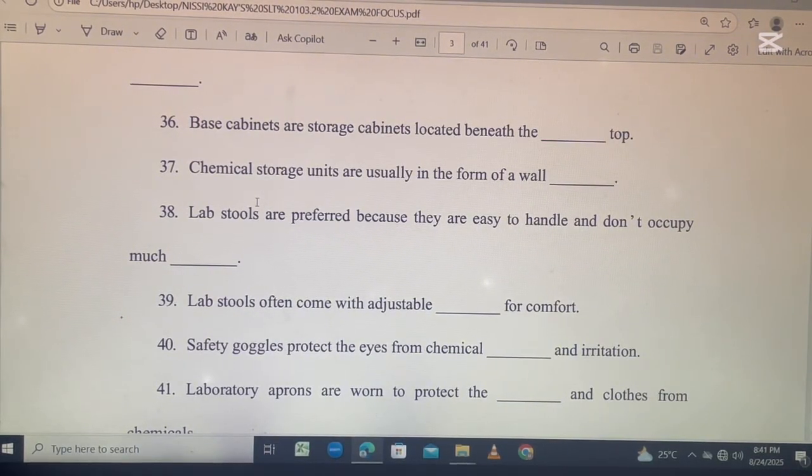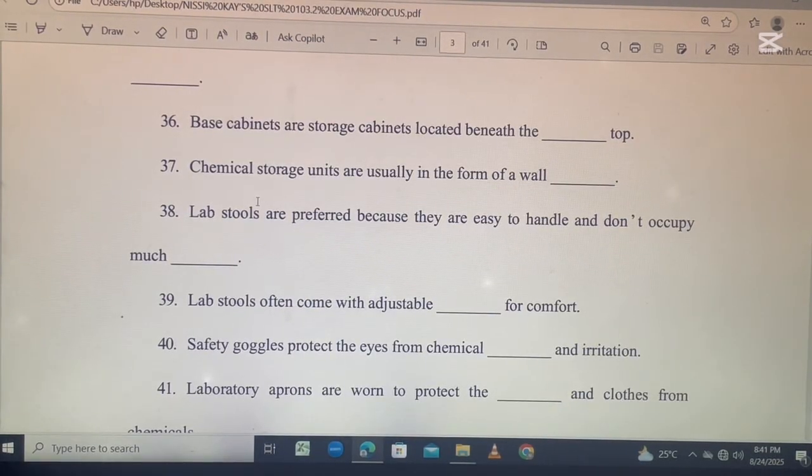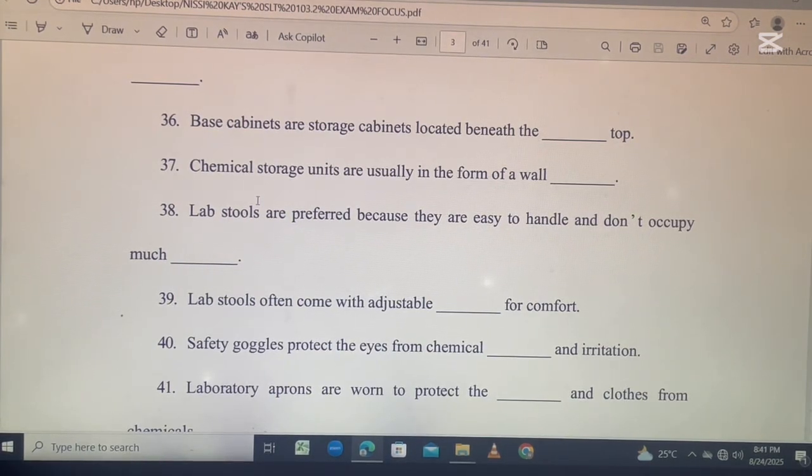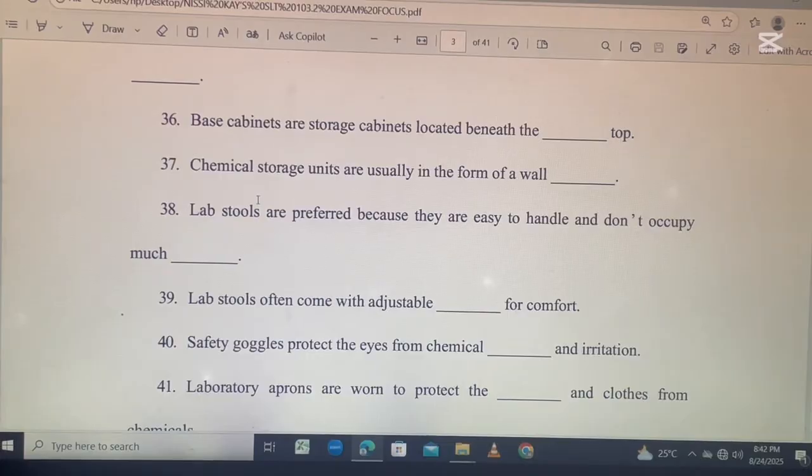Now, the next one: small stools are preferred because they are easy to handle and don't occupy much space. The answer is space. The next one: lab stools often come with adjustable height for comfort. So the stools can be adjusted depending on the height of the individual. It would also facilitate comfort using any laboratory equipment, and performing any experiments or practicals in the laboratory.